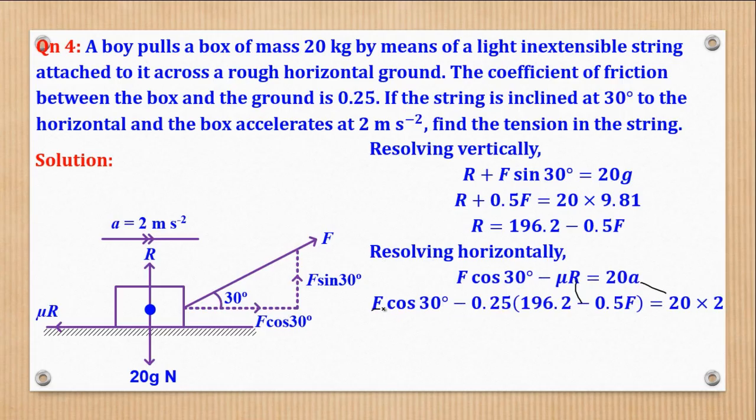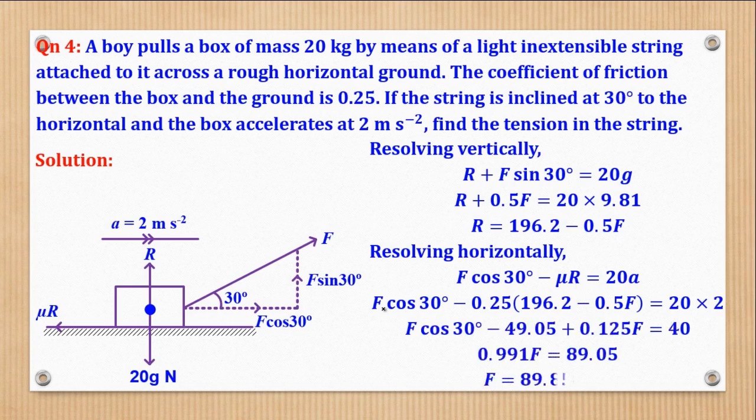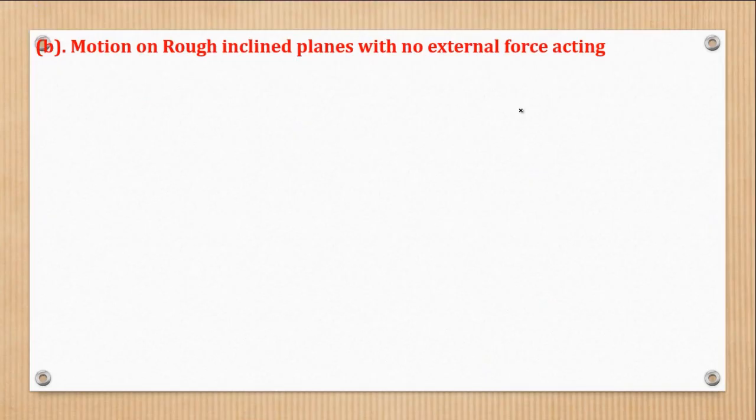So here we have only f as the only unknown. So expand, simplify, and make f the subject. And that's what they wanted. So that f is the tension in the string. That was motion on a rough horizontal plane.